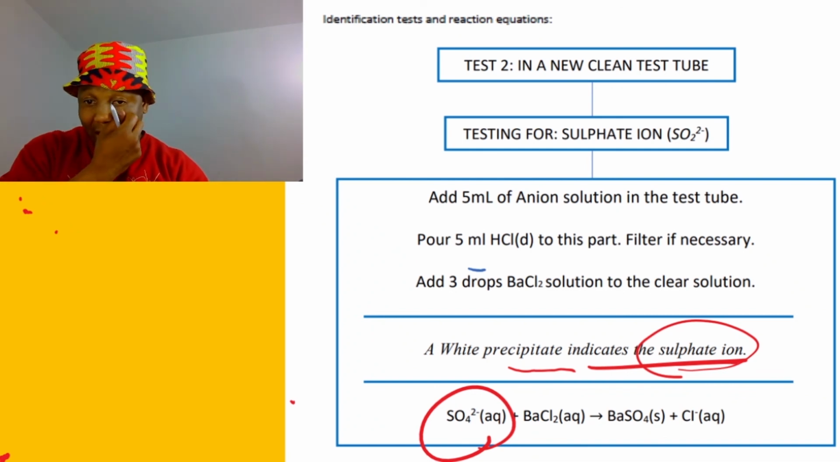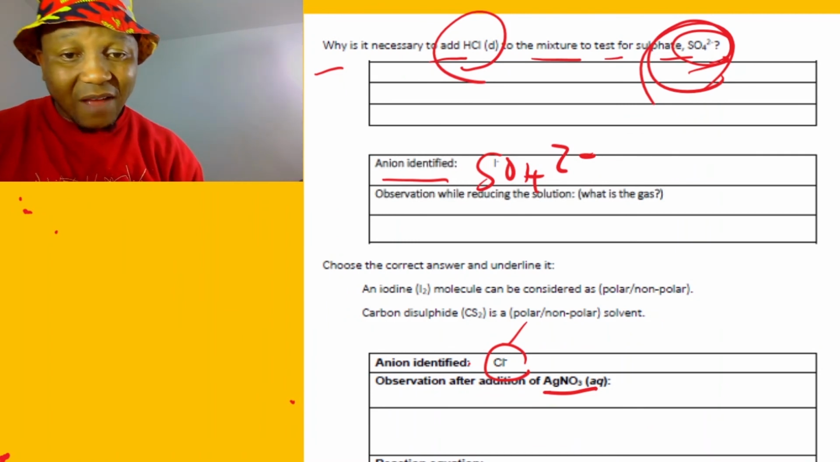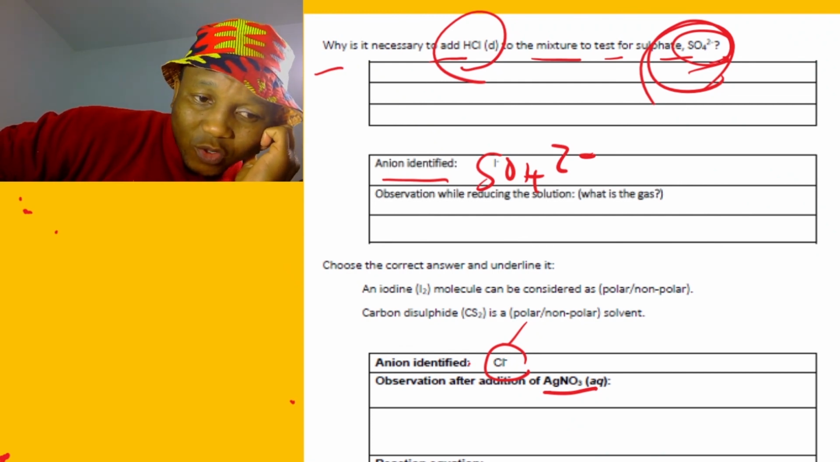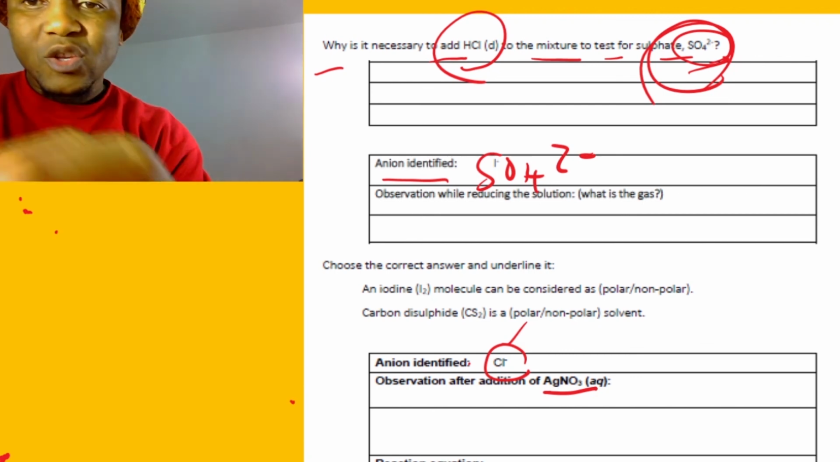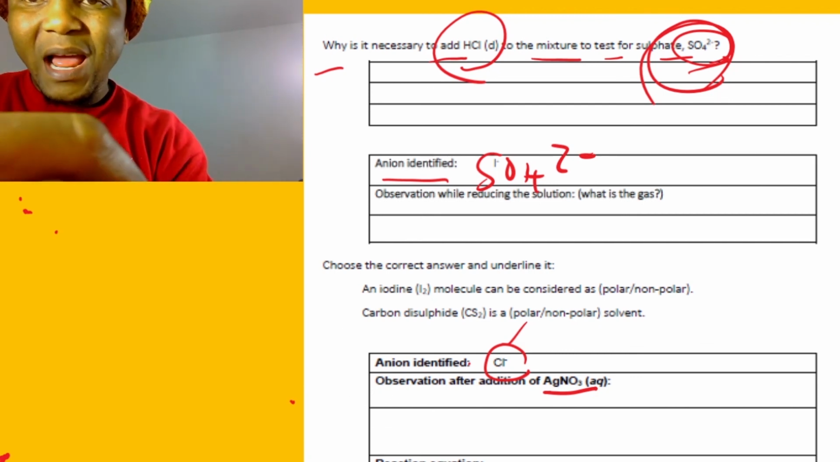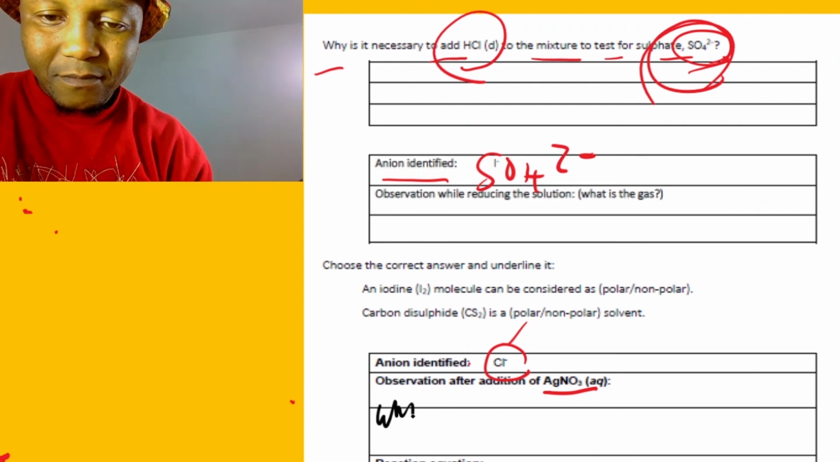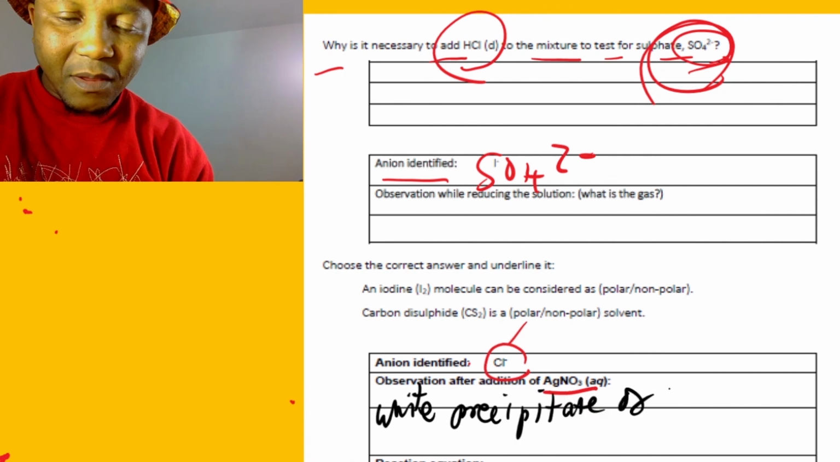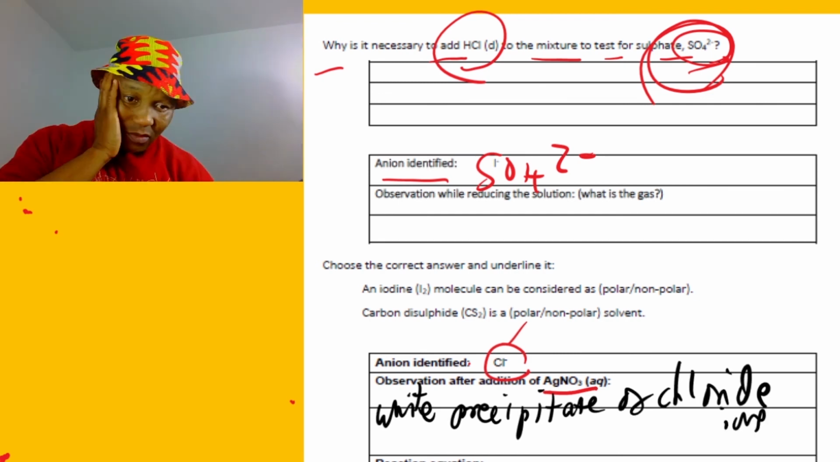Now let's finish up here. The last one, let's say the reaction. No, observation after addition of nitrate. So we want to see after we add nitrate what happened. We also see the white precipitate of chloride ions. So we're going to say white precipitate of chloride ion. Okay, cool, we got it.